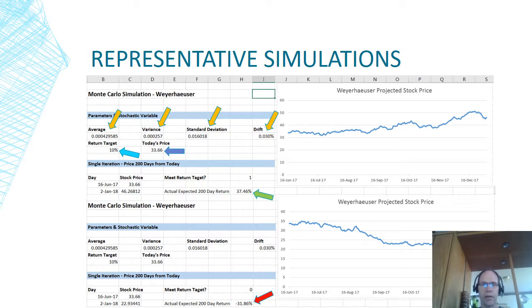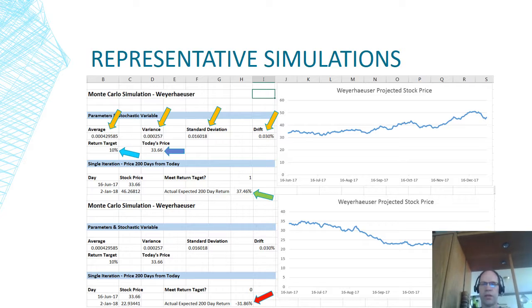On the flip side, one of the simulations predicted that I could have a 32% drop in that same 200-day time period. And so you can see that the simulation is framing some of the possible outcomes. Here's the range of possible outcomes.